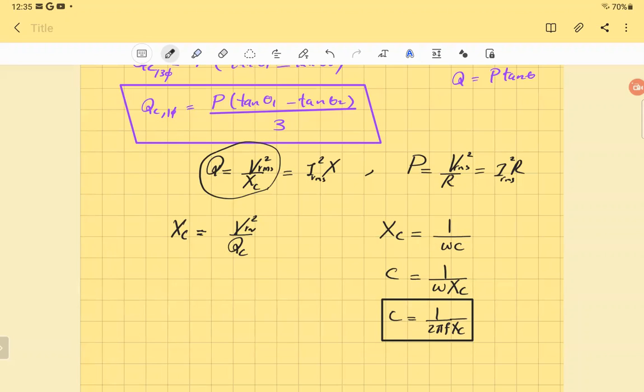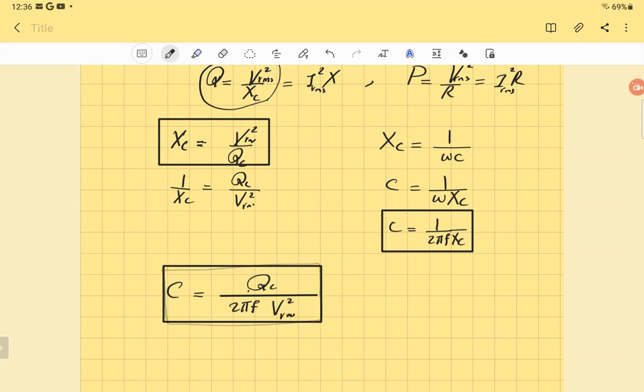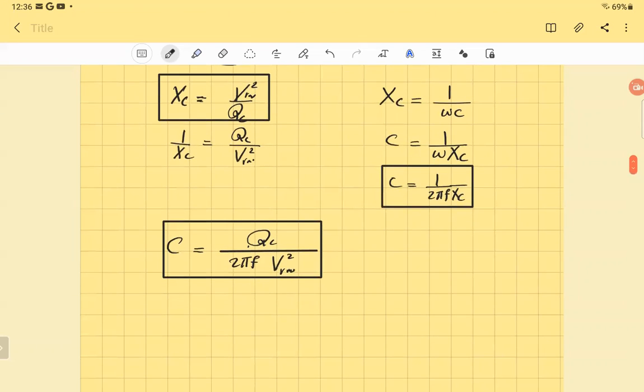If you want to put this formula with this one, substituting XC in the equation, you can get one formula for finding C in just one shot. So you have C equal to 1 over 2 pi F, and 1 over XC will be the opposite, so QC will come on the top. Because 1 over XC will be equal to QC divided by V squared. So you have QC on the top, and you have V squared here, and don't forget root mean square. So that will be the formula for finding the capacitor. It depends on the calculation of QC.